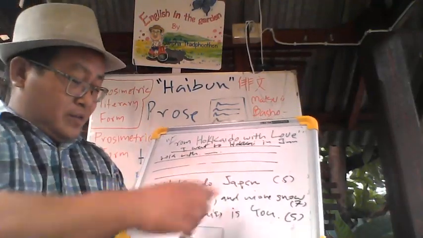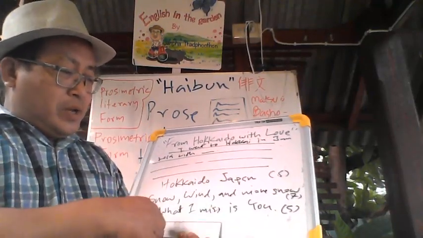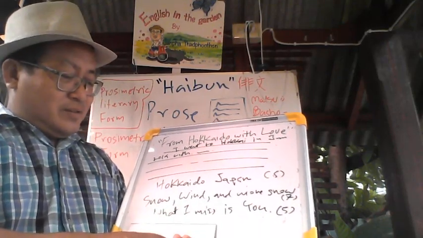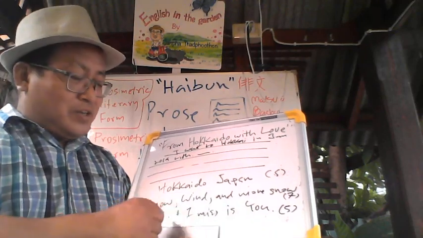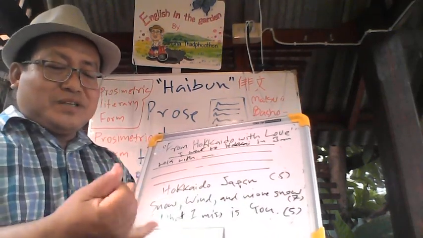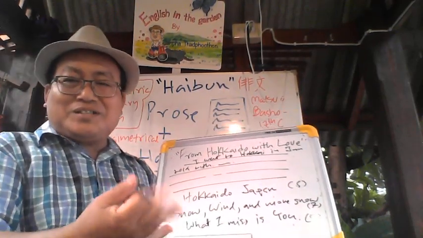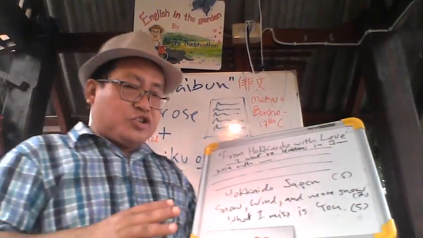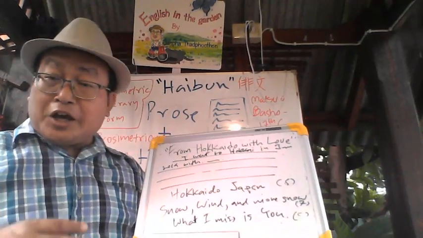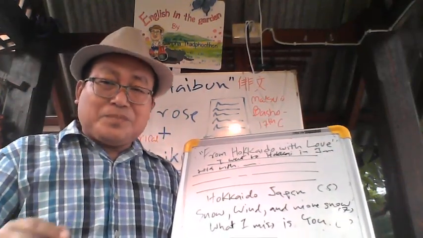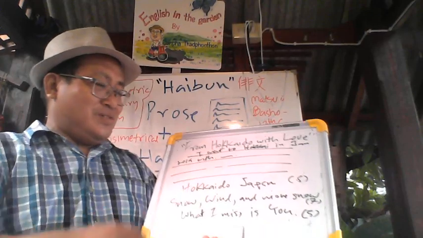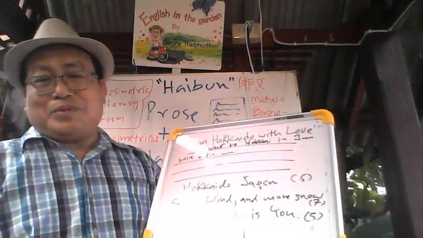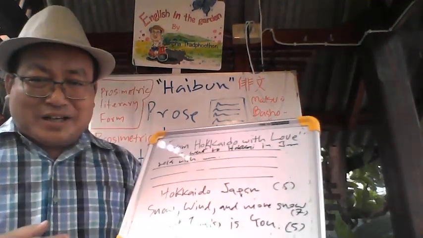Hokkaido, Japan. Snow, wind, and more snow. What I miss is you, or what is missing is you. What's missing is you. Hokkaido, Japan. Snow, wind, and more snow. What's missing is you. You see this? And then you accompany this with a beautiful picture or photograph you have taken.